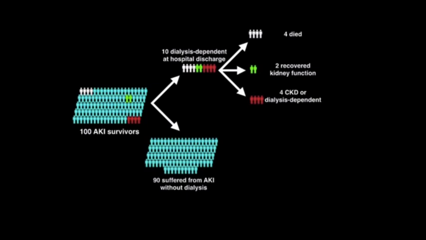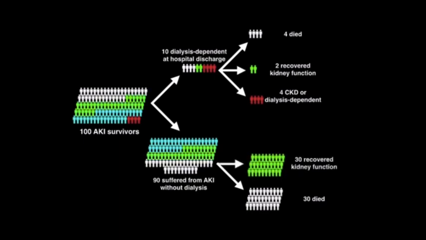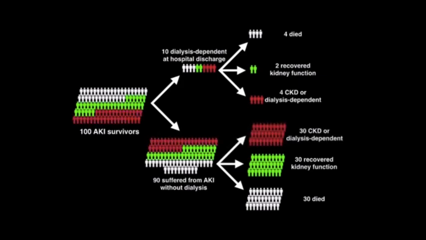Now let's focus on the group that suffer from acute kidney injury without the need for dialysis, in this case 90 patients. About 1/3 died. 1/3 recovered kidney function. And also 1/3 developed chronic kidney disease or remain dialysis dependent. As you can see, adverse events such as death, chronic kidney disease, or dialysis are not uncommon in patients who suffer from acute kidney injury.